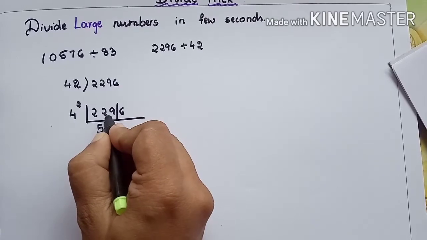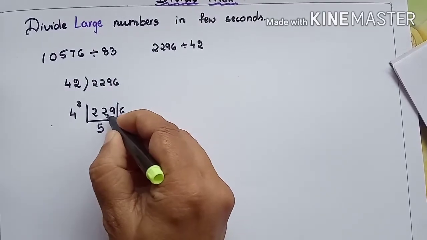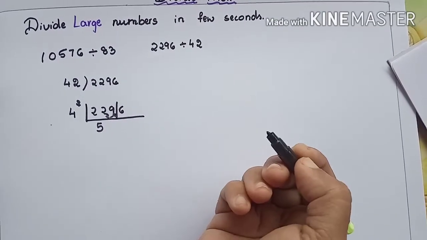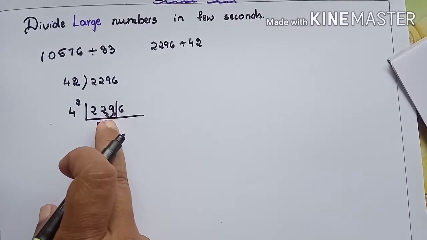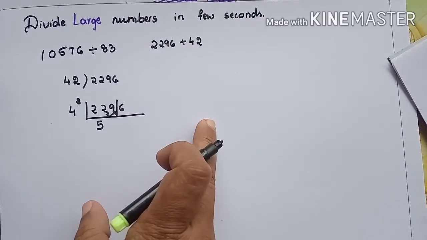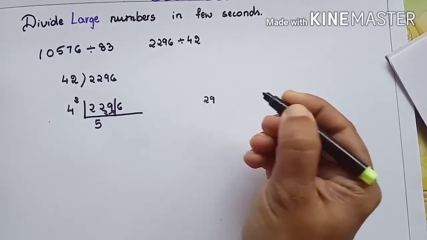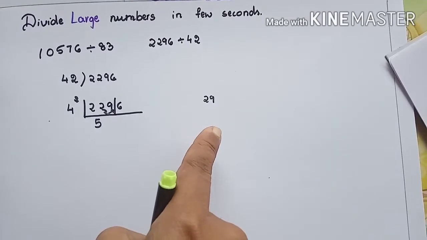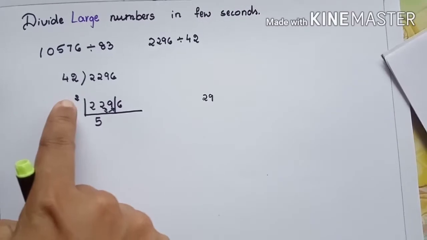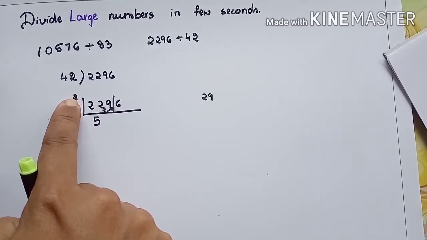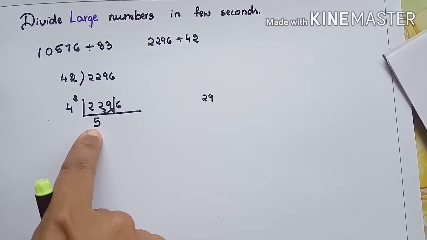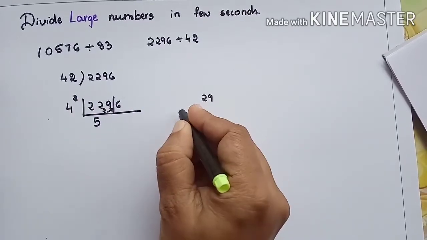4 5s are 20, correct? 2 is the carry on for the next number, that is 29. Next you have to divide 29, but before that, the 2 which we have placed up also should be included. So next is 2 multiplied with the quotient which you got now, that is 5. 2 into 5, that is 10.